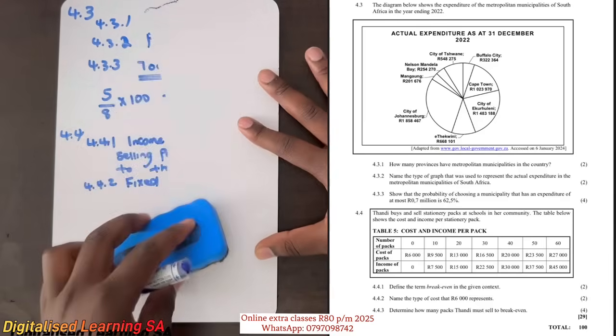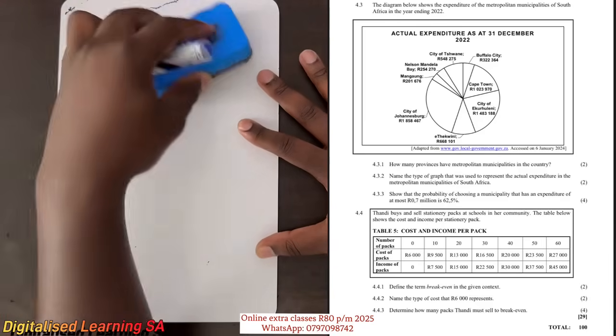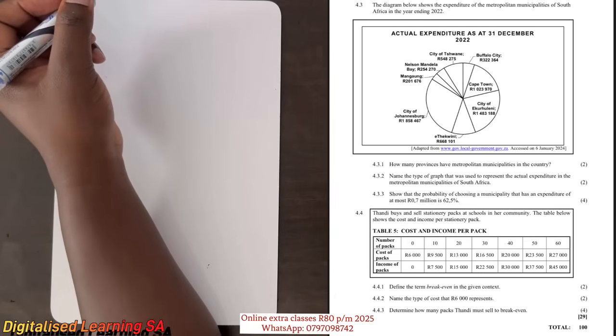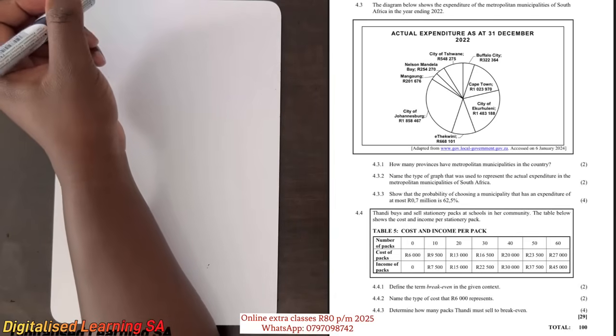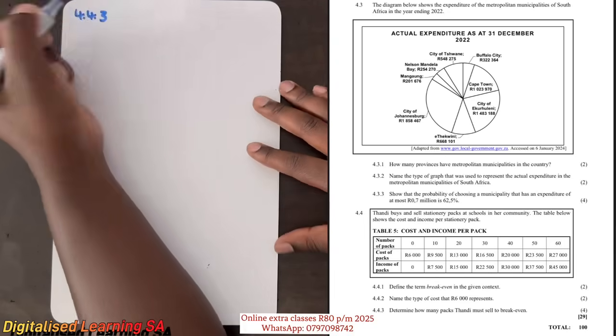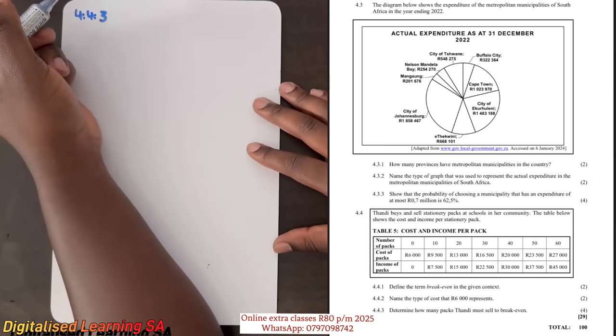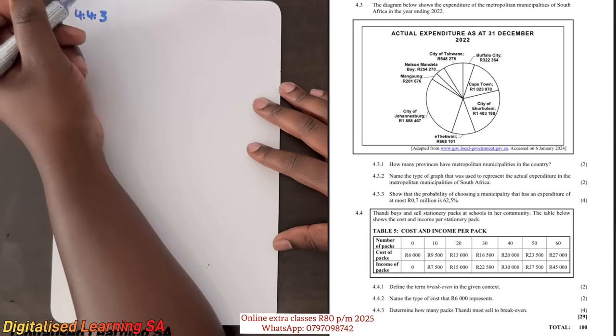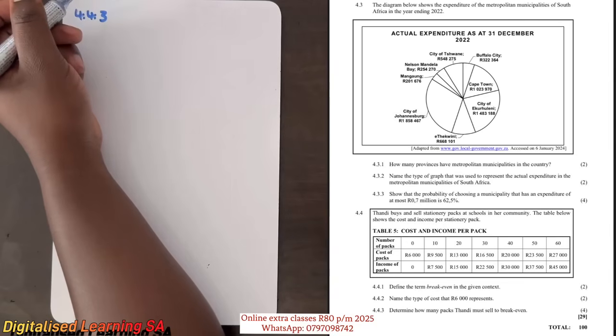So now let's move to the last question, which is question 4.4.3. Let's just make space so that we can answer it clearly. The question says determine how many packs Thandi must sell to break even. To do that, we first need to see the number of packs and the income of packs. So we need to see the first row and the third row.